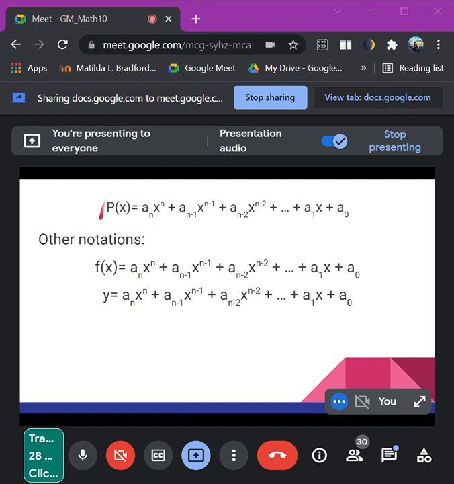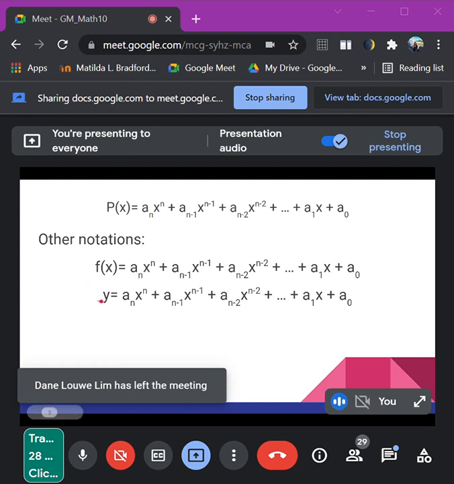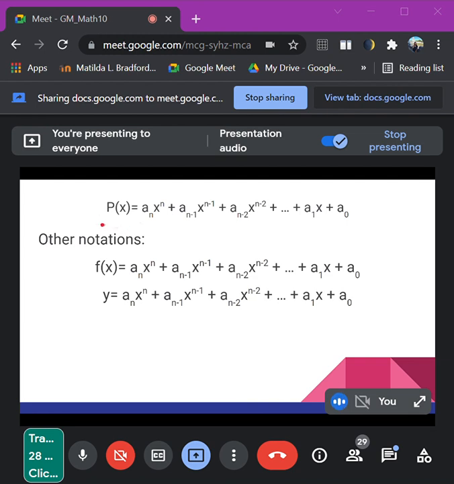Class, these three are some of the commonly known notations when it comes to polynomial functions. So don't get confused when sometimes it is written this way and sometimes that way. They have the same meaning. But be consistent: whichever you use when you first write it, use that same one all the way to your solution. For example, if p of x, keep using p of x. Don't change between p of x, f of x, and y. So, let's be consistent.